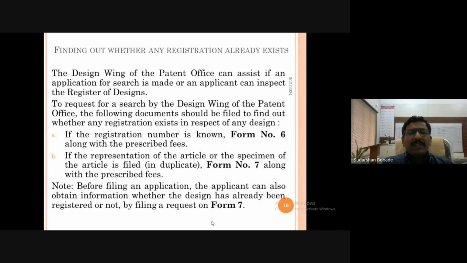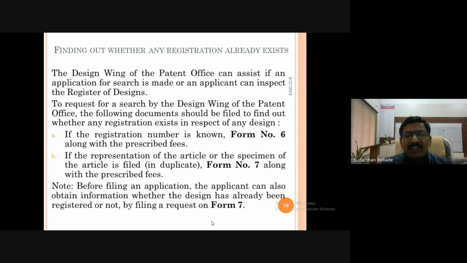Now finding out whether any registration already exists, that is the very first concern in terms of the prior art. Similar to our utility patents, here also there is a requirement for the prior art. My dear friends, for that there are two different forms. The very first form is form number 6. In this form number 6, if you are already aware of that particular object, you came across that particular granted design patent, and you have that registration number available with you, you can go for the search and compare your design versus the available one. If you have the registration number available, then you can compare very easily.